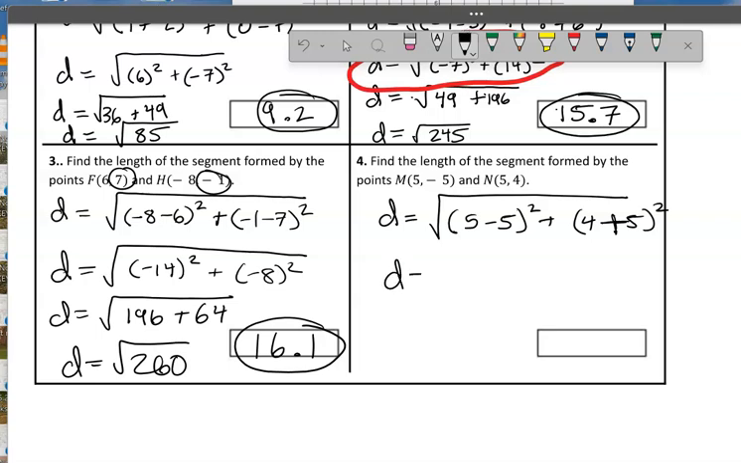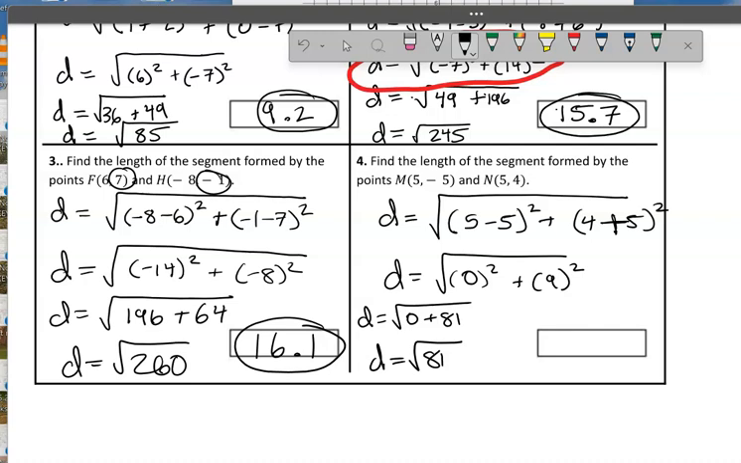So this distance is going to be 0 squared plus 9 squared. Now 0 squared is 0 times 0. That's still 0. This is 0 plus 81, or root 81, and root 81 is 9.